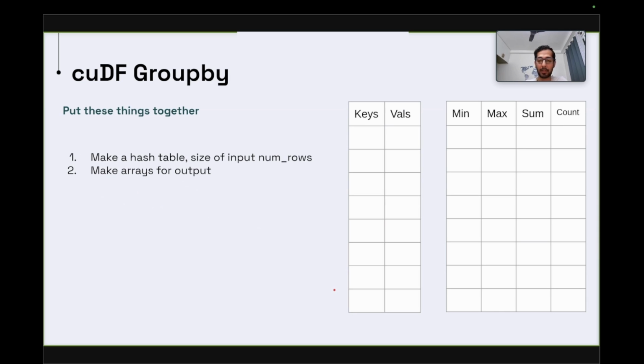So now we put these tools together to build the group by. First, make our hash table again with the same amount of storage as the number of rows that we're working with. We also make arrays for output, which are also equal to the number of input rows, because we don't know ahead of time how many unique rows there are going to be.